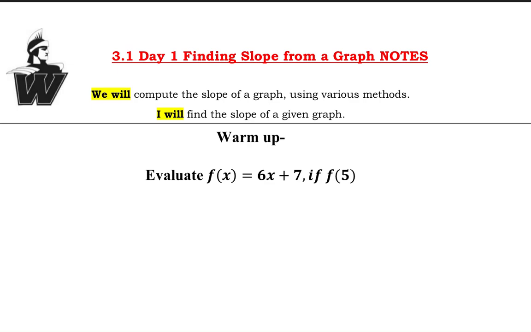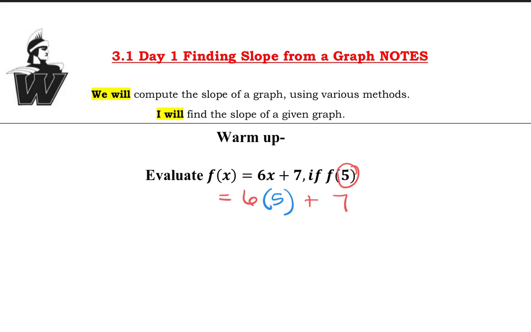Reviewing the evaluating piece from our last unit, it says f of x equals 6x plus 7. Evaluate if we have f of 5. So the function of 5, the function when our x is 5. A reminder: for some of you, I had you write out the equation, erase the x, and in parentheses put in that value, and then just enter it in the calculator.